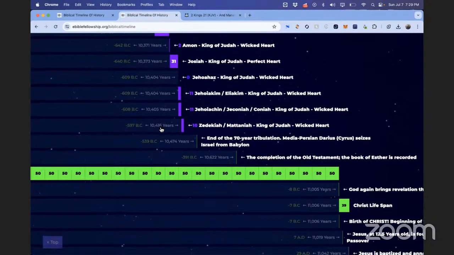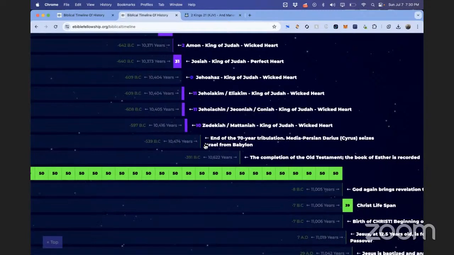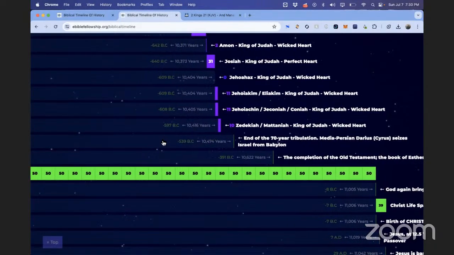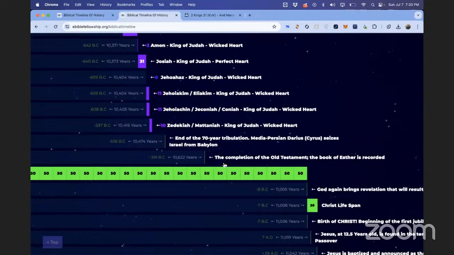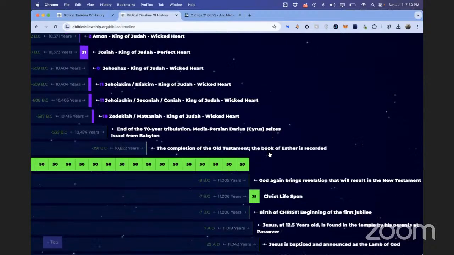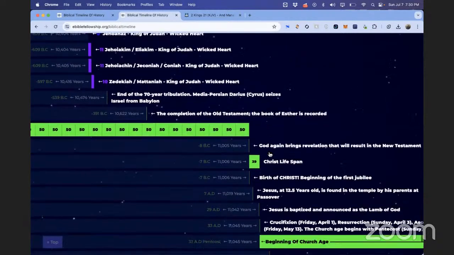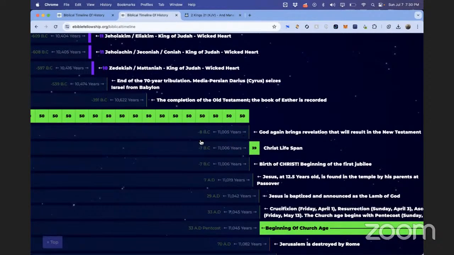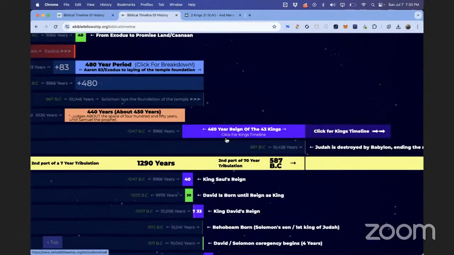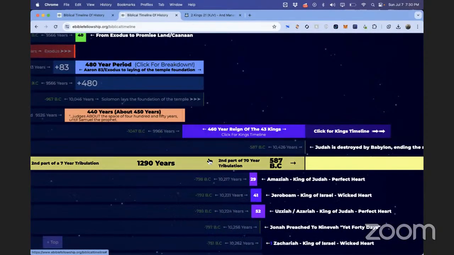So from here, we're going to get into the 70-year tribulation that the Bible speaks of, when Israel was captive to Babylon. And then after that, we'll go over a few things like the completion of the Old Testament, if we can, and also that leads us to our next point in time, which will be the era of Christ, when Christ is born. So we'll get into that. I just wanted to show you this change. If you want to hide that, you just click that.